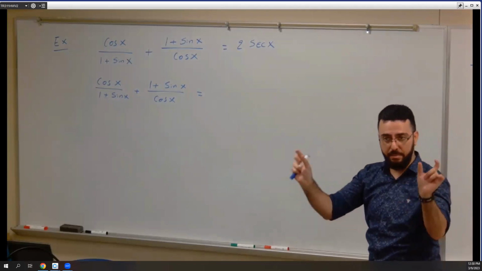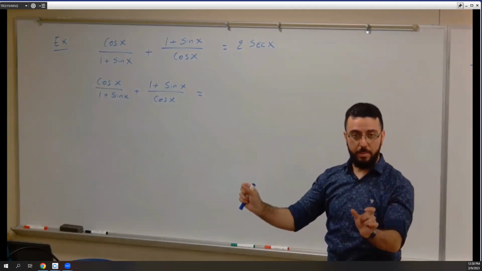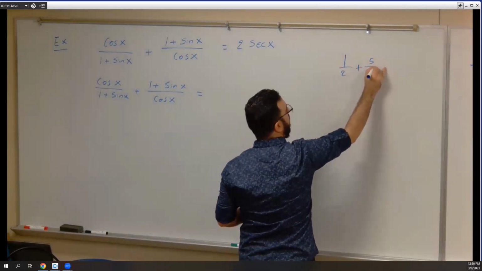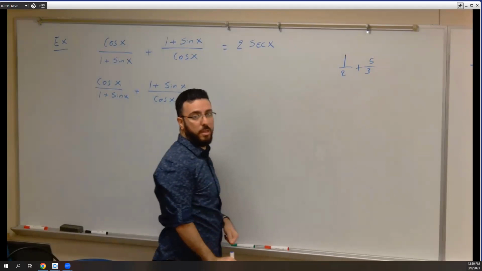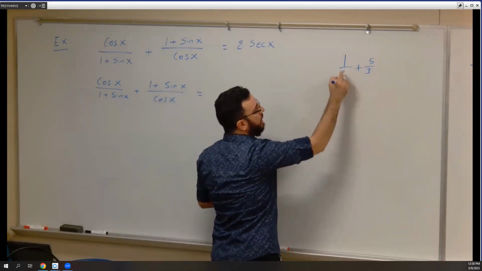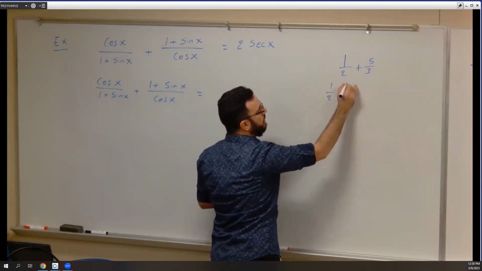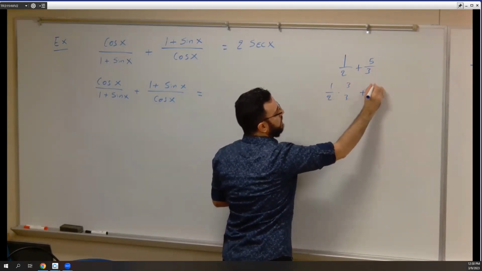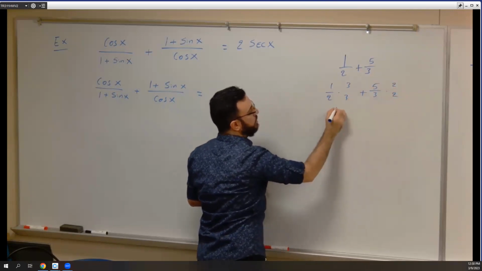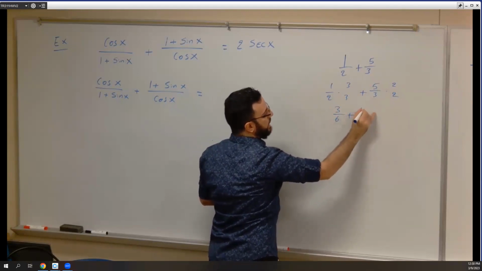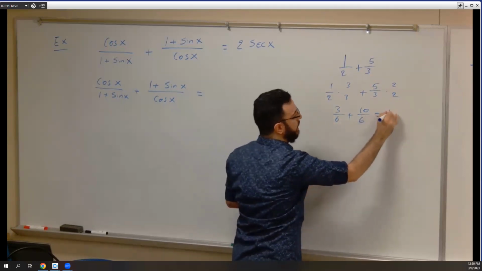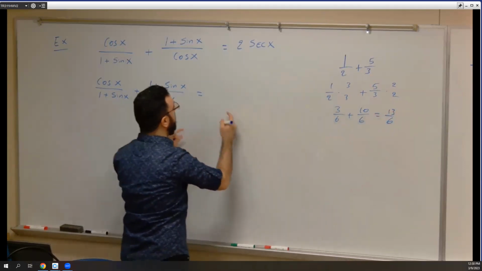How are we going to add these two fractions? We have to get the same denominator, right? If you have 1 over 2 plus 5 over 3, how are we going to add these two fractions? I need to get the same denominator, so I'm going to multiply here 1 over 2 times 3, plus 5 over 3, and I'm going to multiply here by 2. So it's going to be 3 over 6, you're going to add 10 over 6. Now, can I add? Yes, it's going to be 13 over 6. I'm going to do the same thing here.